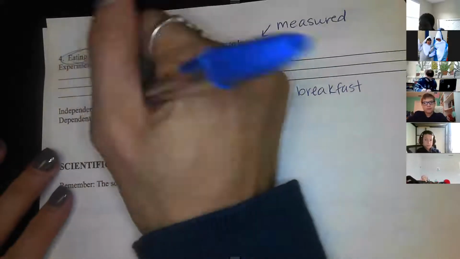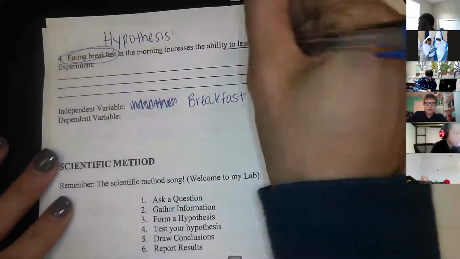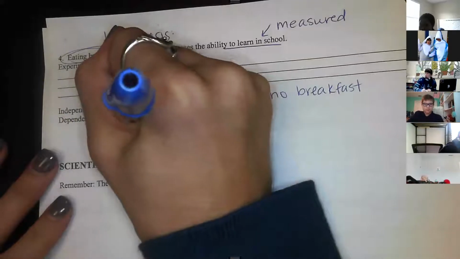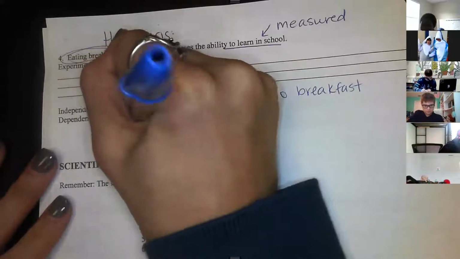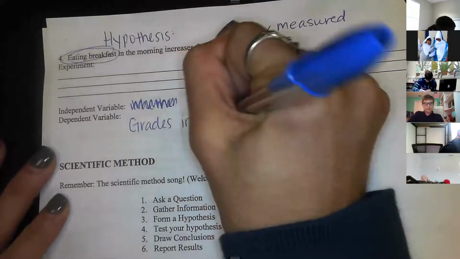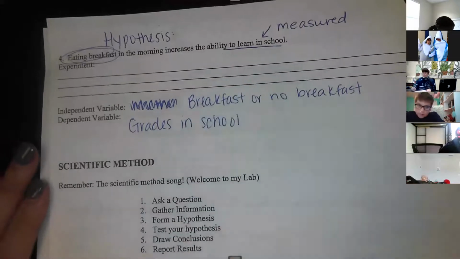So our dependent variable would be, let's say not ability to learn, but we can say grades, right? Because we would have to use a quantitative measure. Those grades are going to tell us how we're learning.